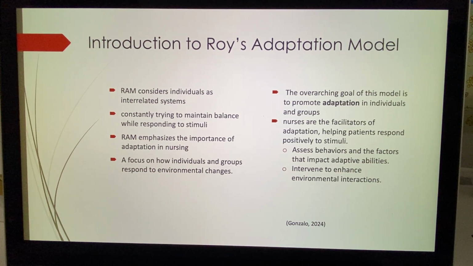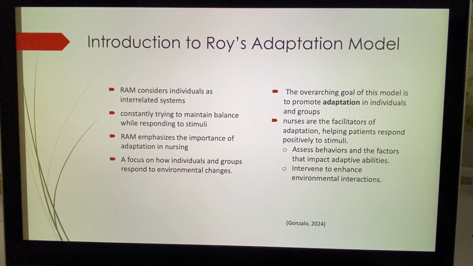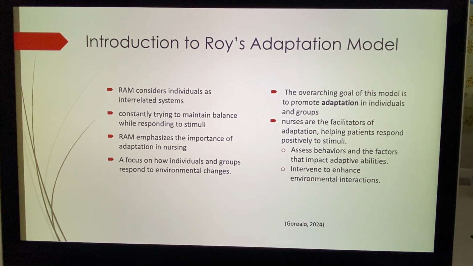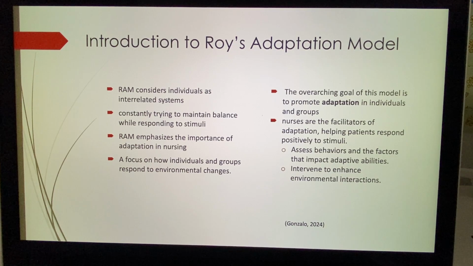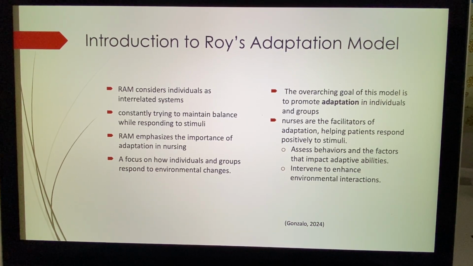Callista Roy's adaptation model of nursing, also called RAM, considers individuals as interrelated systems, constantly trying to maintain balance while responding to stimuli. Therefore, RAM emphasizes the importance of adaptation in nursing with a focus on how individuals and groups respond to environmental changes.